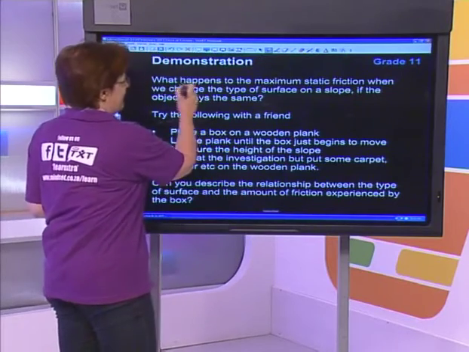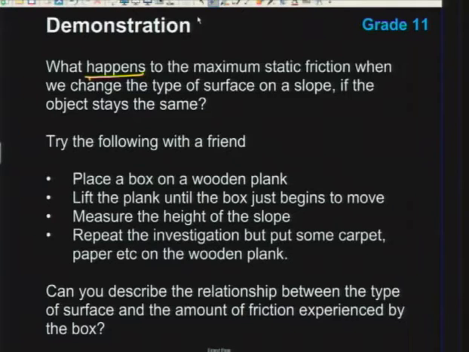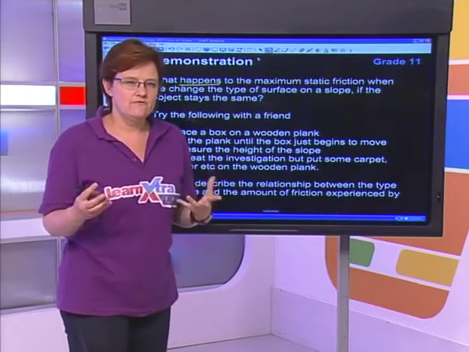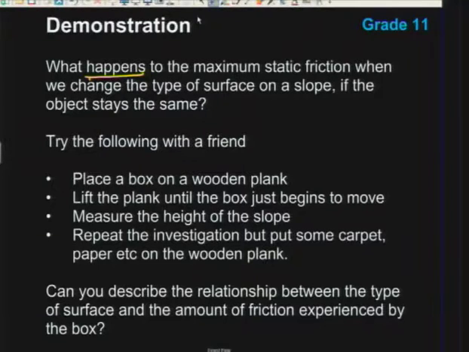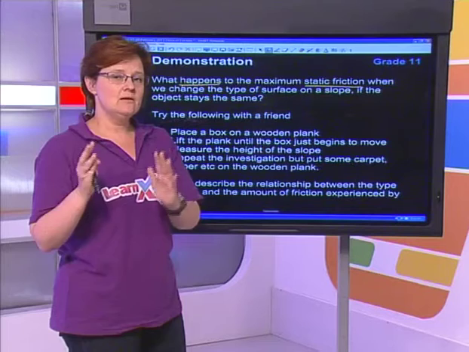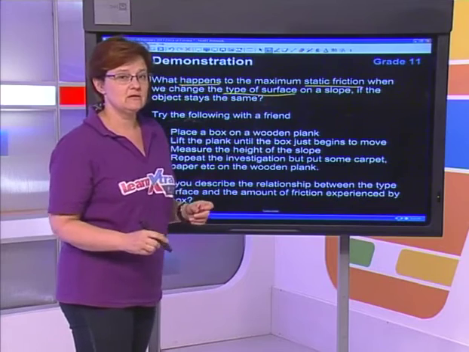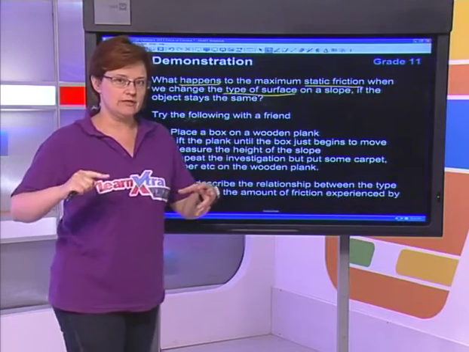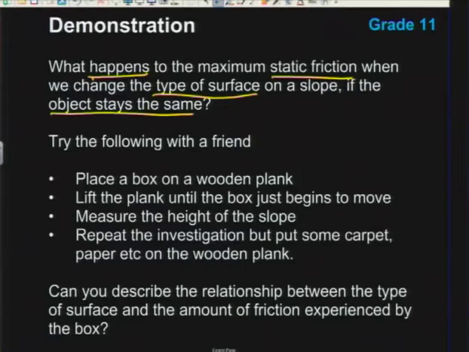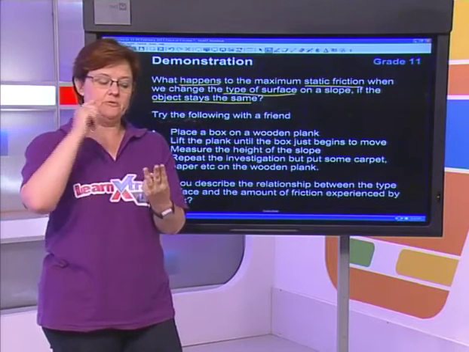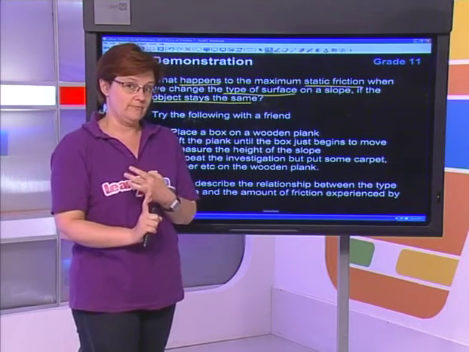But "what happens" says, okay, we're looking for a relationship. Sometimes that's mathematical, sometimes it's not, okay? So what happens? Then we've got to have our variables. So we're saying what happens to the maximum static friction, so that's what we're going to be measuring, that's my dependent variable, when we change the type of surface, independent, I'm controlling it, when the object stays the same, control variable, okay? Relationship, independent variable, dependent variable, control variable, okay?